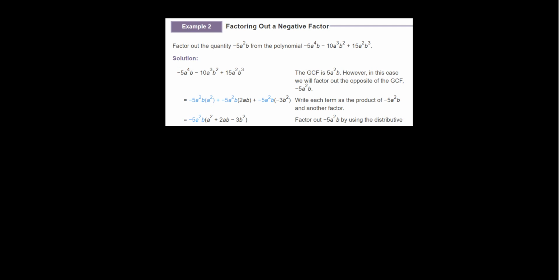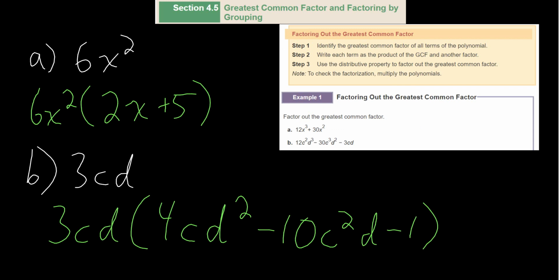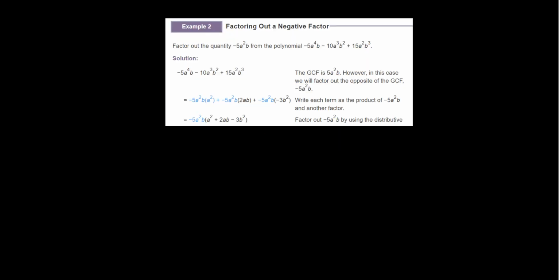All right, so if we take out a negative out of all of these, remember, you're essentially dividing by a negative number. On the previous example, we essentially did 12 divided by 6, which was 2, and 30 divided by 6, which is 5. In this particular case, we're going to be dividing by a negative 5. So if we take a negative 5a squared b out of negative 5a to the fourth b, we end up with a squared. And then we can see what follows after.